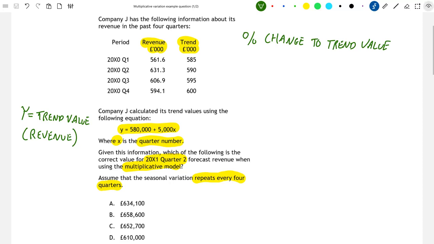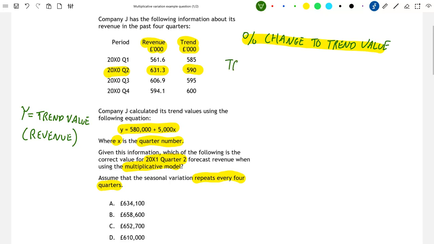So for this question, we're going to be focusing on 20x1 quarter 2. The question has told us that seasonal variation repeats every 4 quarters. Repeating every 4 quarters just means repeating every year. So the seasonal variation in 20x0 quarter 2 will be the same as the variation that occurs exactly 1 year later, under the assumption that we've been asked to make. So let's look at our figures for 20x0 quarter 2 and see the percentage change that needs to occur to the trend value in that period to make it equal to the actual revenue.